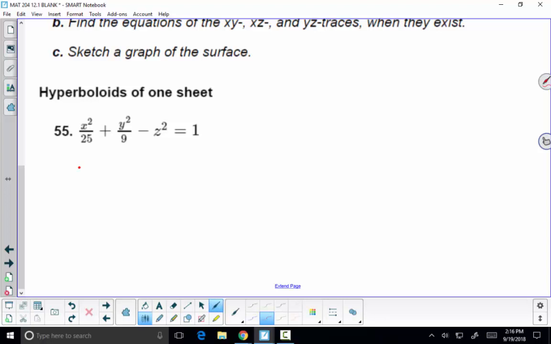To find the xy trace, we eliminate z. We just want to know what's going on in the xy plane. So for the xy trace, we're just compressing our surface down onto the xy plane by eliminating the z coordinate. We're going to let z be 0. So the xy trace is whatever we get when we let z be 0, and this is an ellipse.